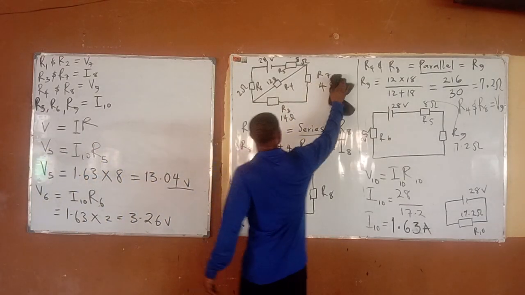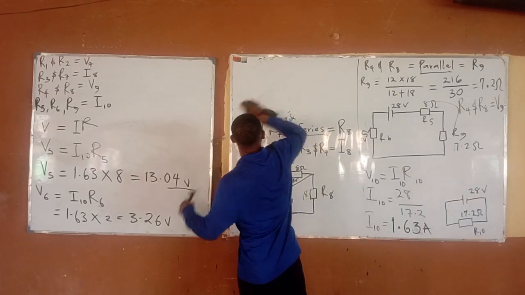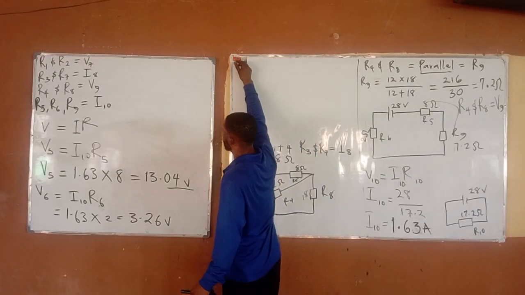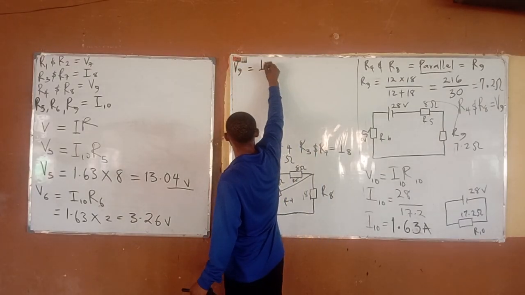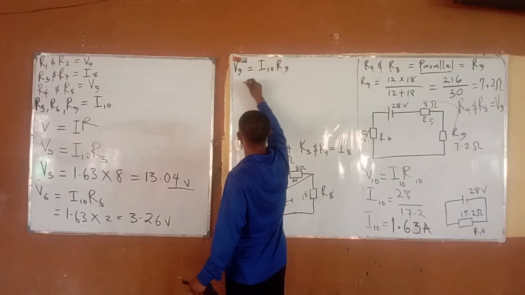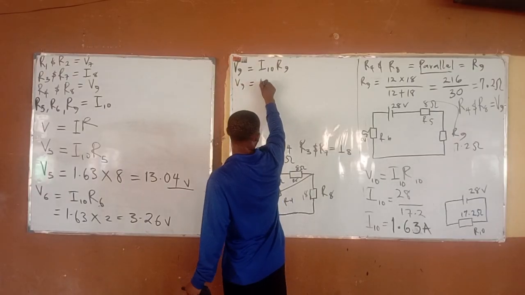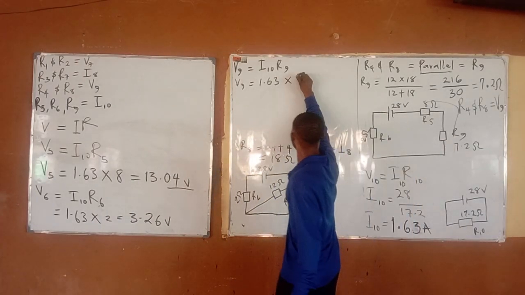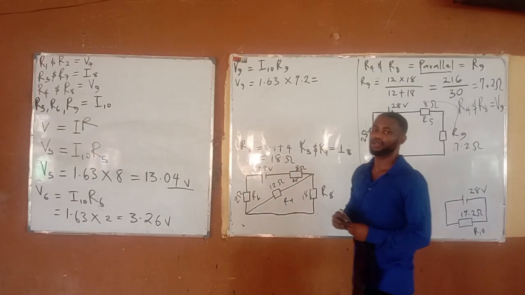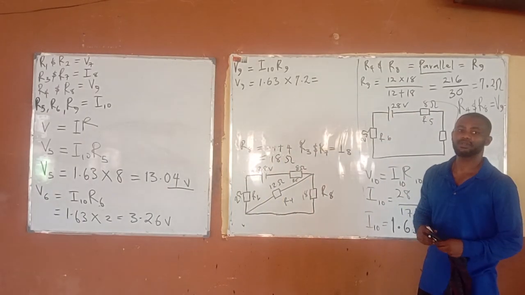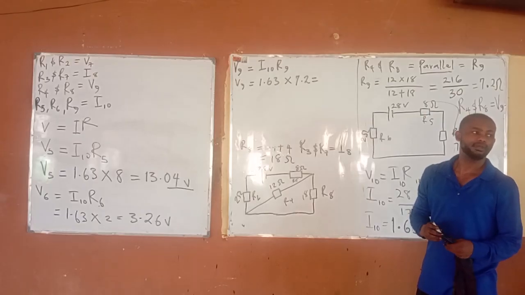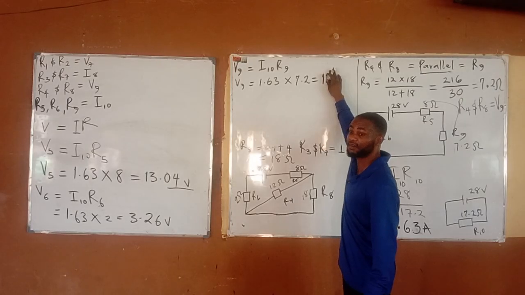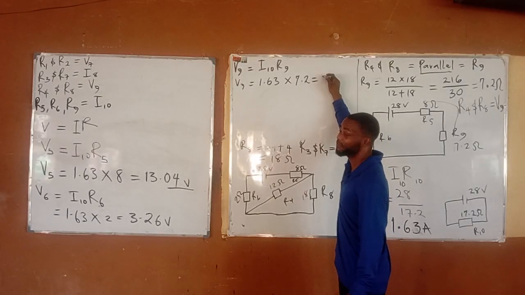I want to clean. So for R9 will be V9 equals I10 R9, and V9 will now be equal to 1.63 times R9. 7.2. I have punch for me. What do you have? Punch. How many of you are with calculator? 11.7?